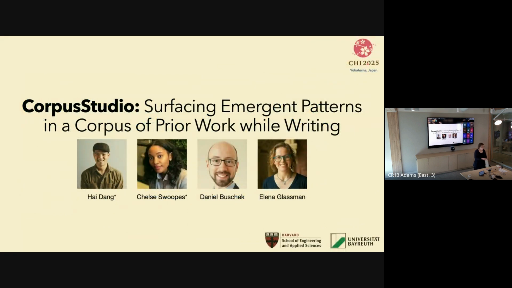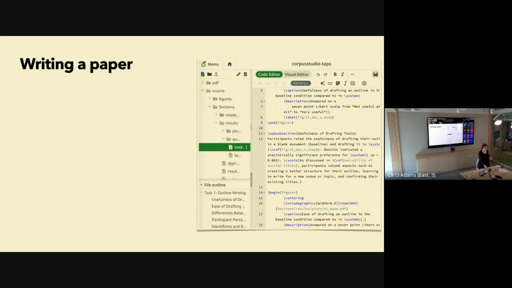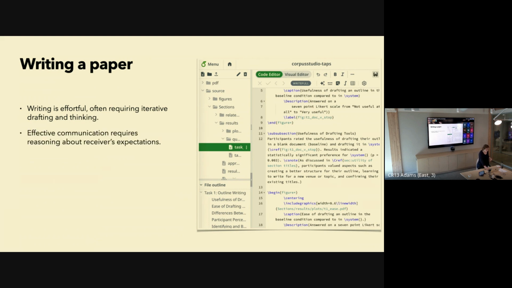Okay, so CorpusStudio. This was presented at CHI 2025. This is a collaboration between my student Chelsea Swopes and Hai Dang, who just graduated from Daniel Buschek's lab in Germany. And we were particularly interested in the very effortful activity of writing a paper, especially for a particular audience, because honestly, anytime you're writing, you are writing for an audience, unless you're writing for yourself, in which case it's still effortful, you're refining your ideas.